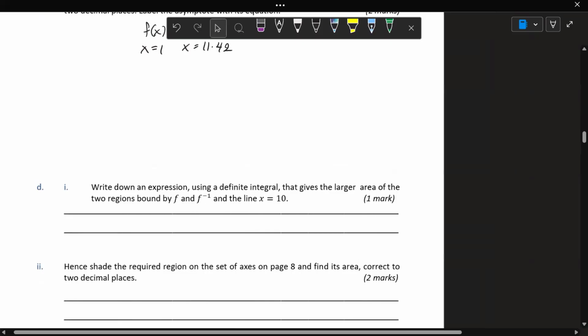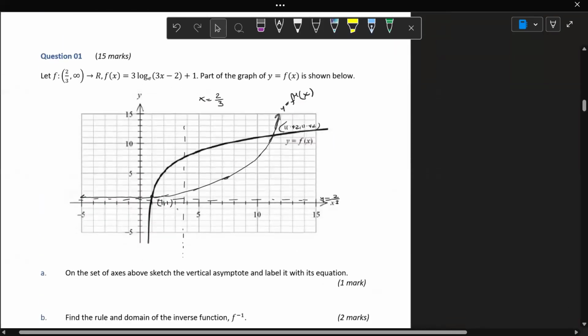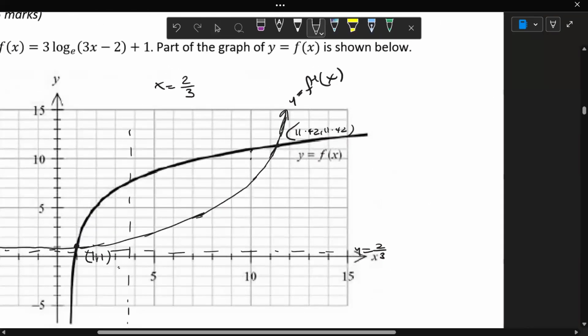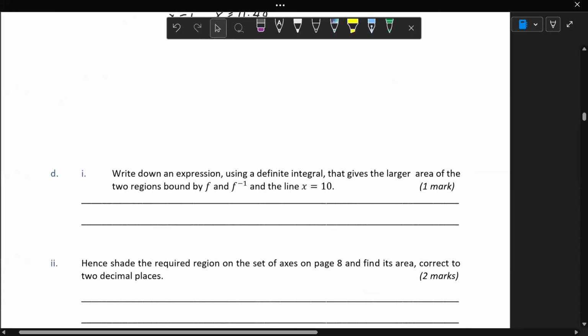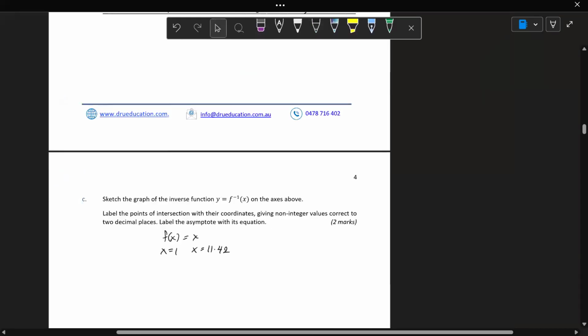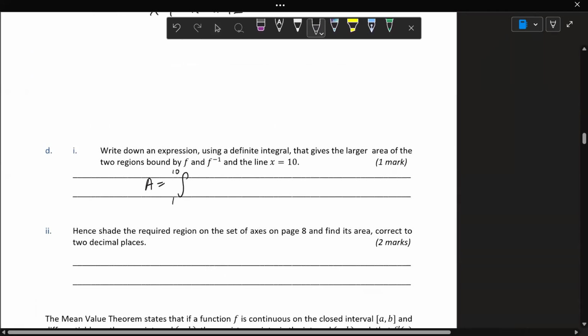So part D, write down an expression involving a definite integral for the larger area with the line x equals 10. So x equals 10 is here. So the larger area is this. You just need to write down the expression. So the area is just the integral from 1 to 10 of f of x minus f inverse x dx.